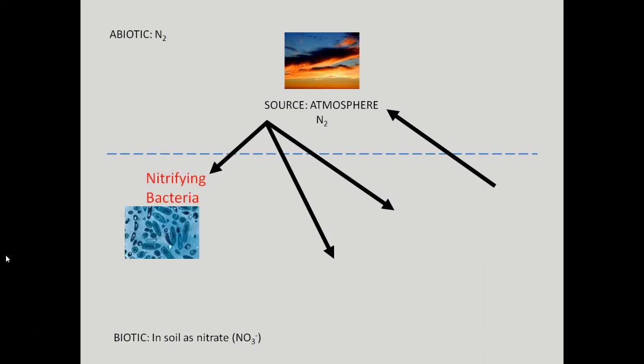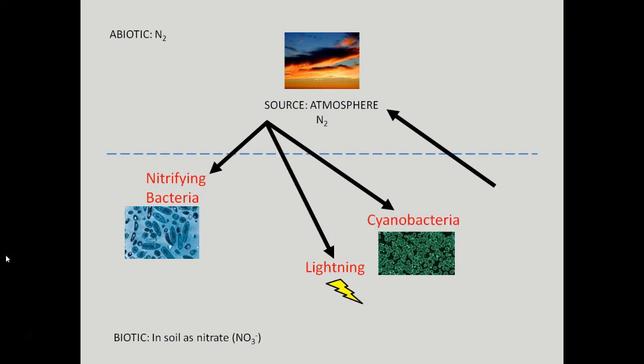These are special bacteria. They're often found in the roots of legumes, so like beans and peas and peanut plants. We have lightning in the atmosphere that allows this to occur. And we have cyanobacteria. Now, we've talked about the importance of cyanobacteria in the production of oxygen and the conversion of carbon from inorganic carbon to organic carbon in the oceans. So they are also very important in converting nitrogen into a usable form.